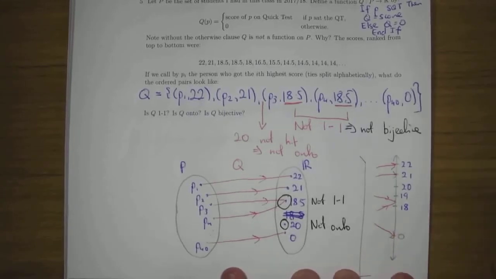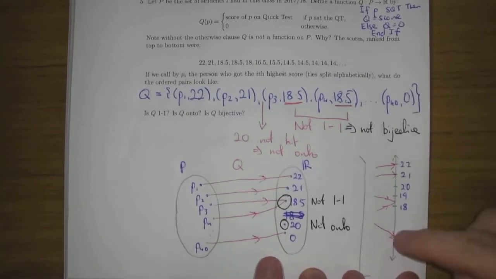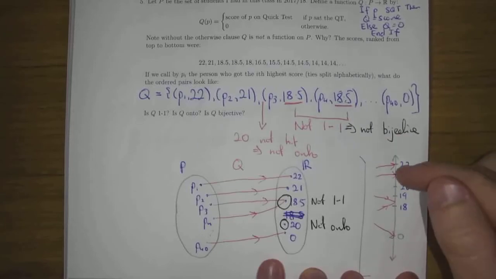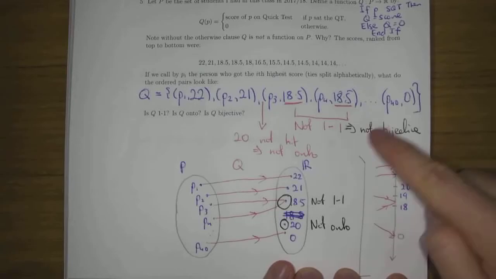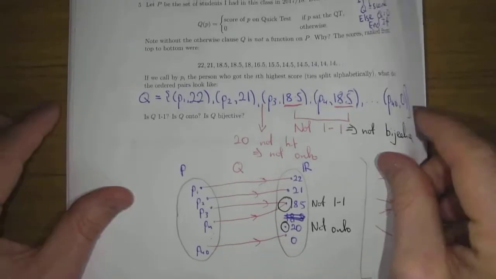And a few things will get sent to 0. You can see it's highly not onto. Loads of things aren't hit. Every single number between 22 and 21 is not hit, because remember the real numbers is everything on the real number line. Okay, that's that.